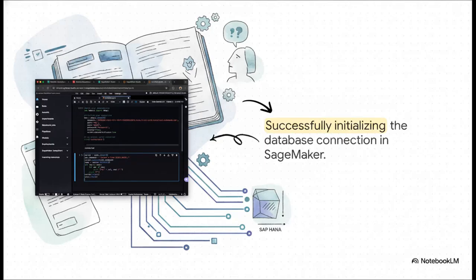And this brilliantly illustrates the foundation of our project. By successfully initializing the database connection, the Python script connects to the SAP HANA endpoint, passes the credentials, and runs a quick test SQL command, selecting data from our hotel table just to prove that the pipeline is fully open and the data is flowing. We are officially wired in.